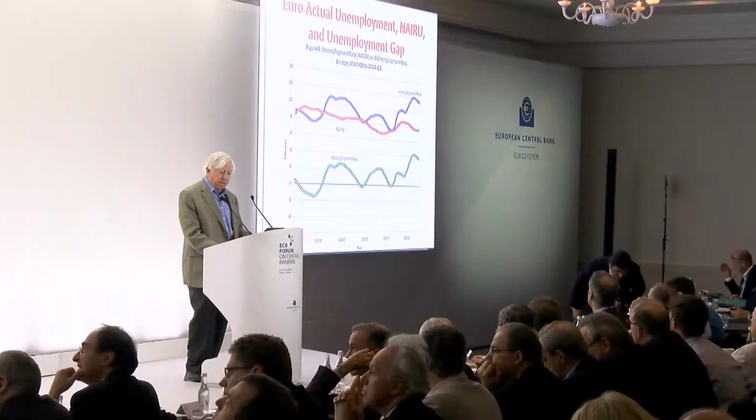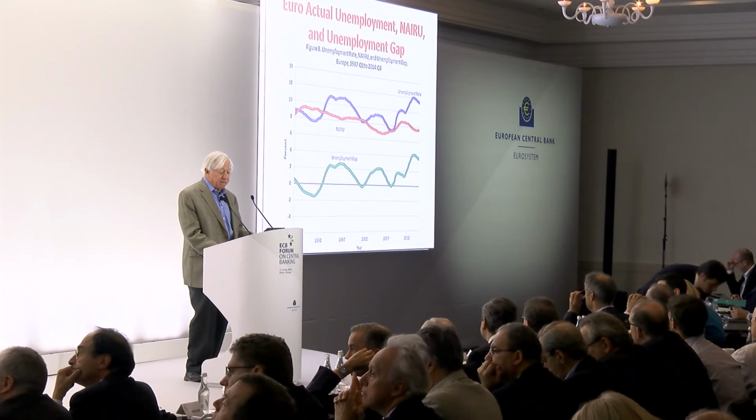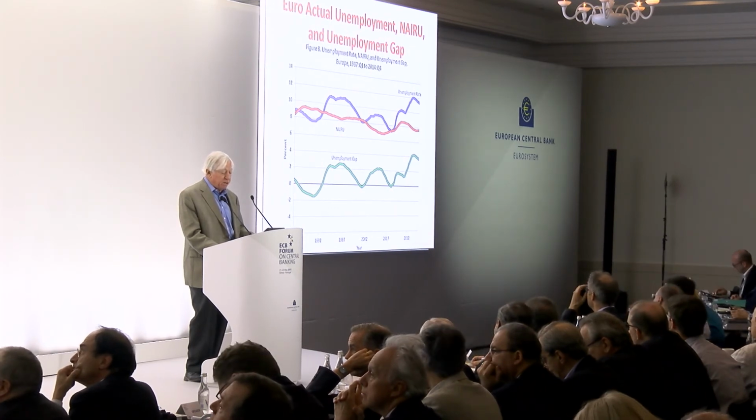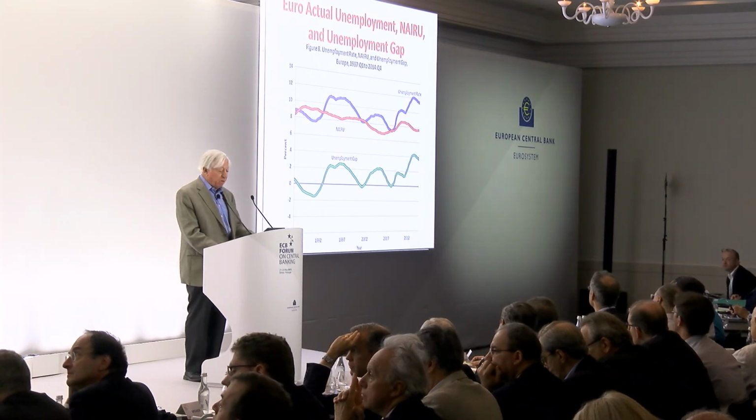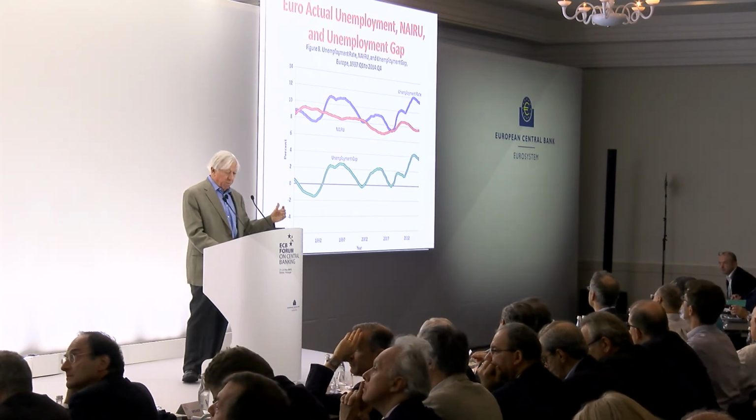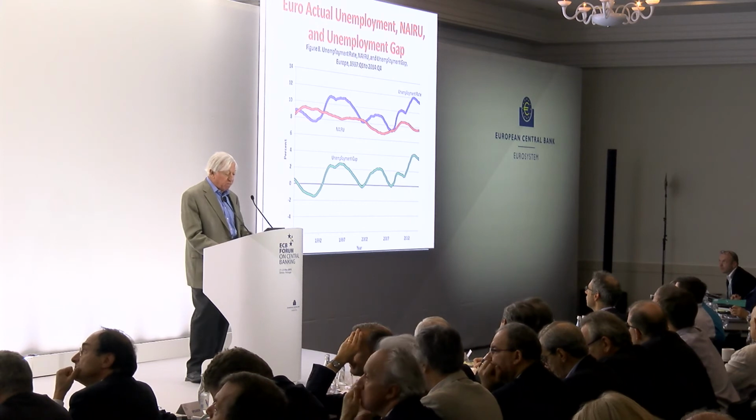Here's the NAIRU that comes out of this for Europe. I think it's a little bit low because it suggests that the actual unemployment gap has been positive for Europe during the whole last 20 years. And if that were true, we would expect inflation to have slowed down more than it did. But it is possible to pull a NAIRU for Europe out of this.